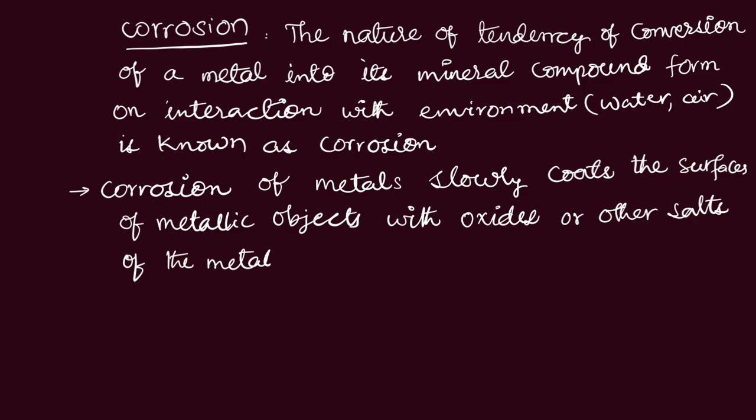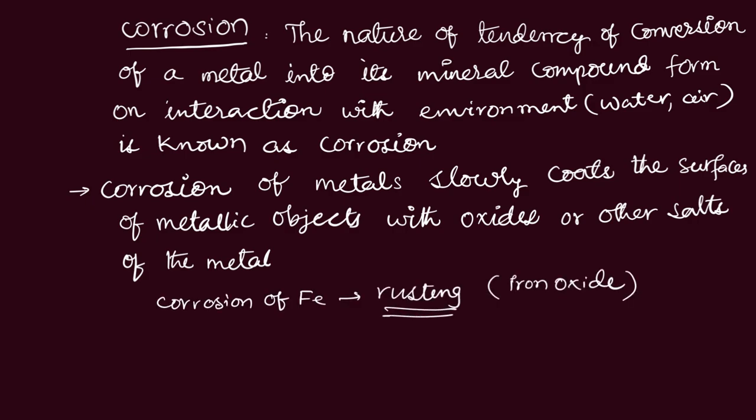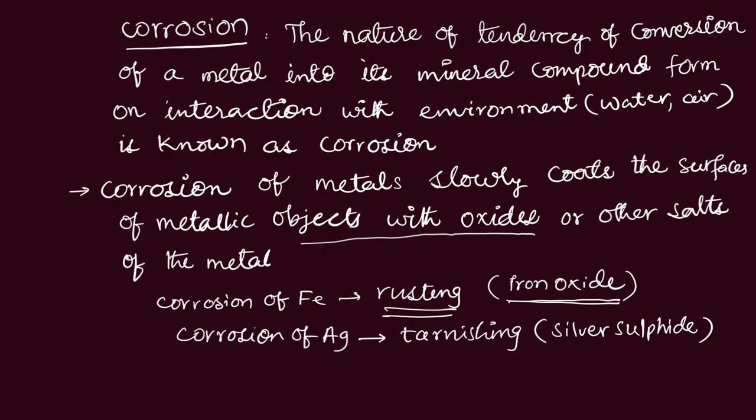Corrosion of iron is called rusting. This rusting is formed by iron oxide coated onto the metal bar. So which object is coated with which one? Metal oxide. Now this oxide will be coated on the iron, and that is rust. Another metal: corrosion of silver is called tarnishing. This will be coated with an oxide or sulfide. This is silver sulfide.